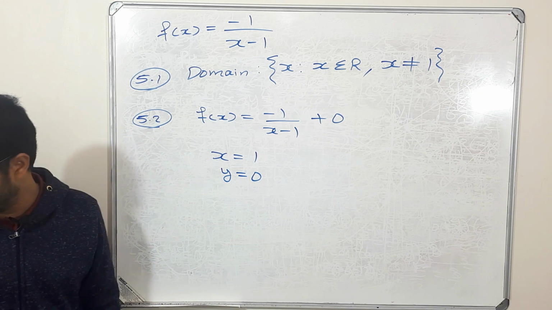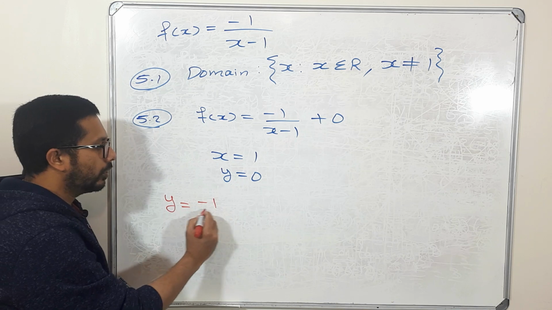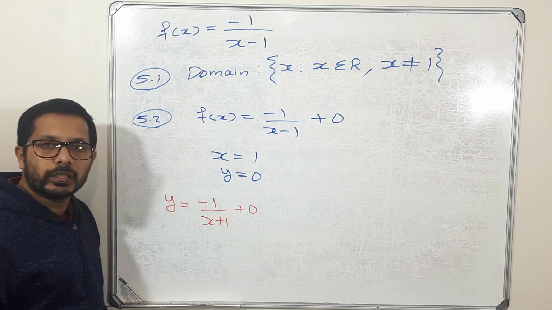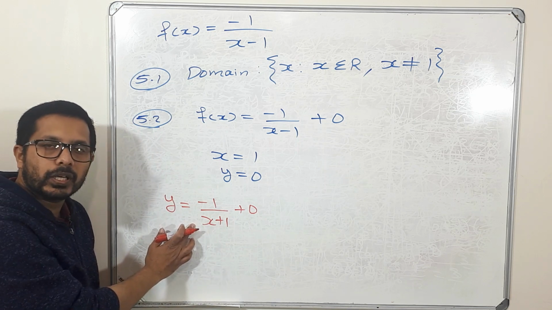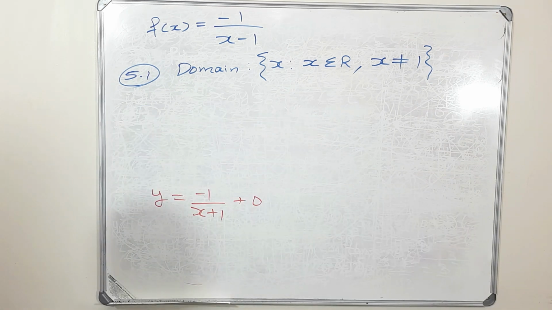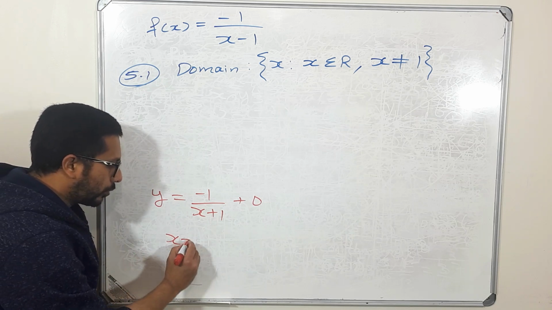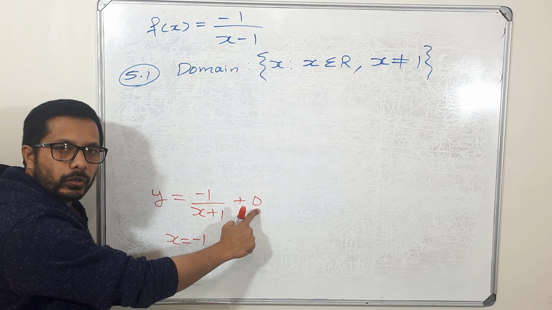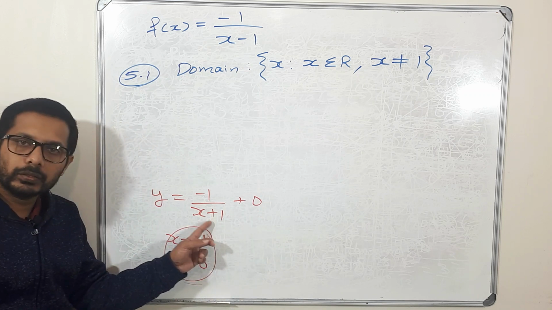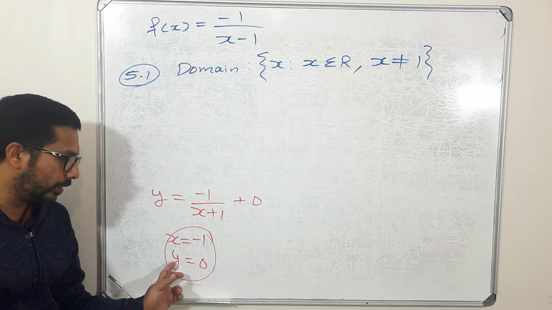In addition to that one, let me explain one more thing. In case the question is like this, y is equal to -1 divided by x plus 1 plus 0, then what are the asymptotes? Here it is plus 1. So what are the asymptotes? x is equal to minus 1, and here there is no difference, that is y is equal to 0. So if it is plus 1, you have to write the equation of the asymptote as x is equal to minus 1 and there is no change, y is equal to 0.